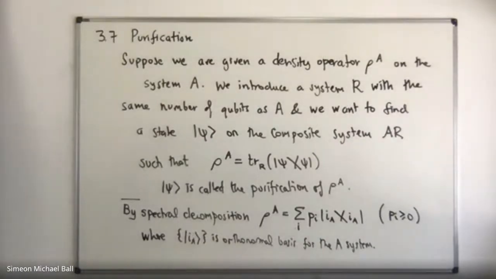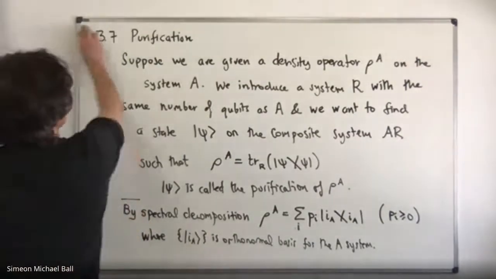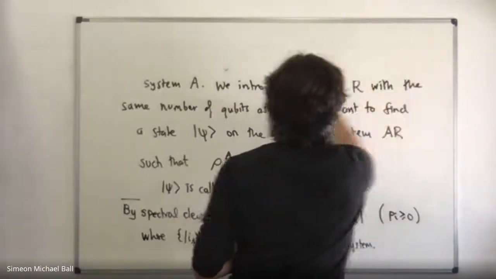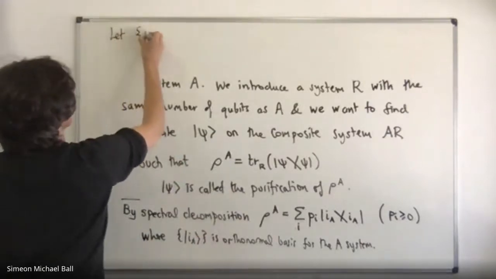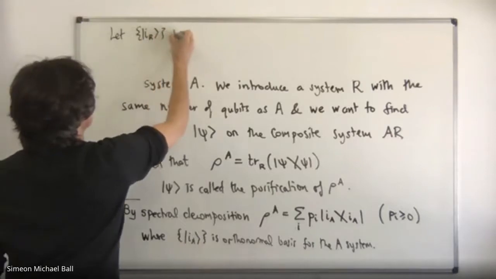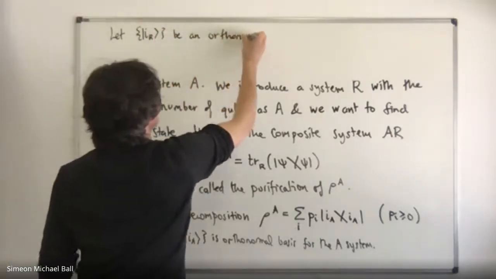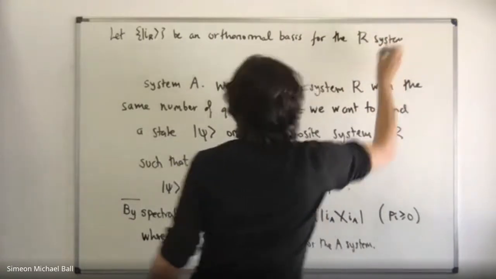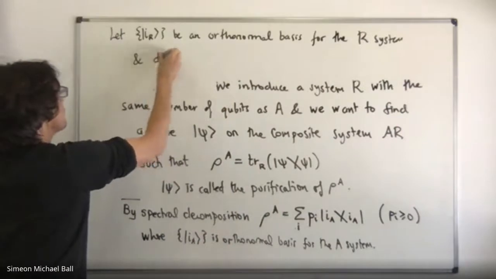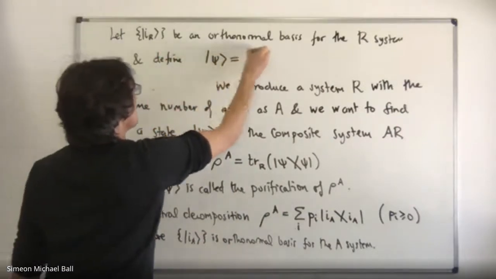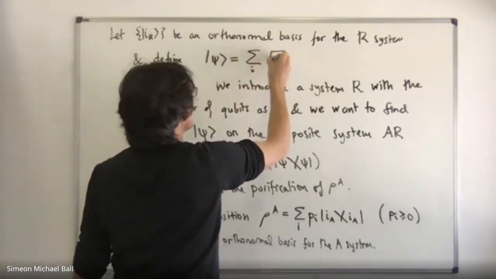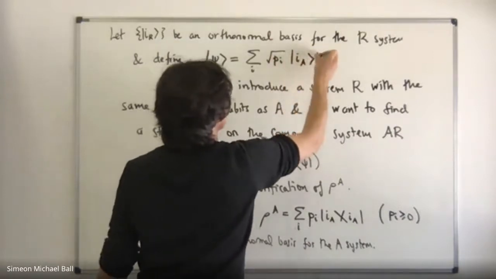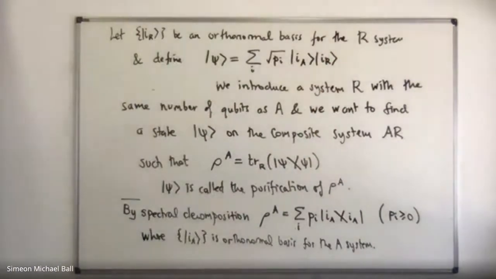We introduce an orthonormal basis for R. Let |i_R> be an orthonormal basis for the R system, and let the purified state be defined by simply sticking the R's on to the end of the i systems.